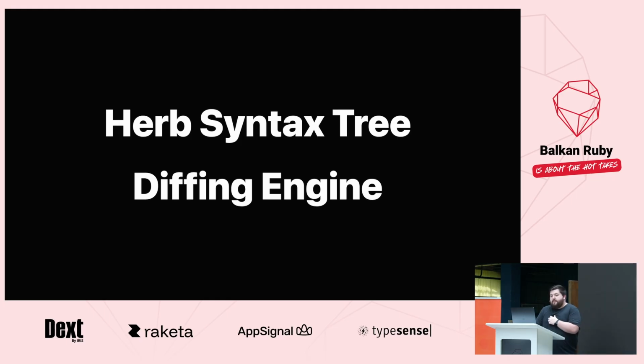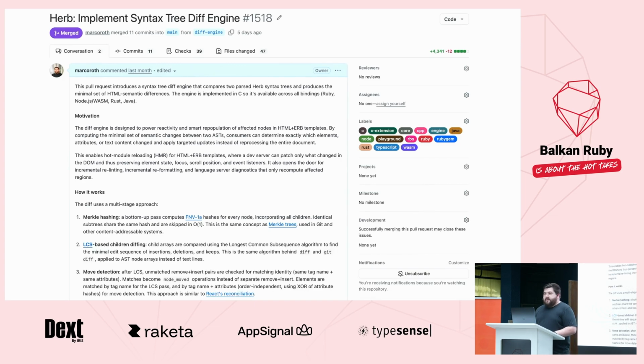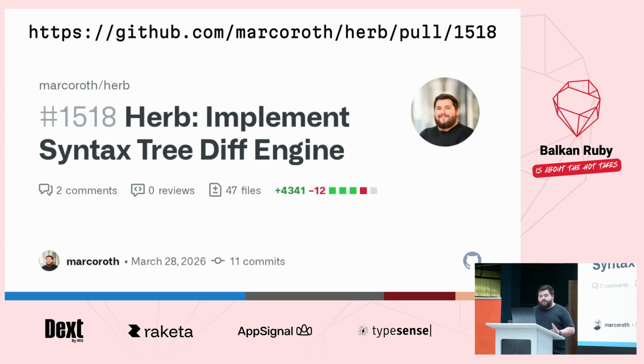So what we did is we implemented a new diffing engine for the syntax tree of ERB. And the API for this is quite simple. You can give it the old source and the new source, and it will give you the minimal amount of operations needed to go from one to the other. It's quite complex how it's implemented under the hood. If you want to check out the PR, it's all here.